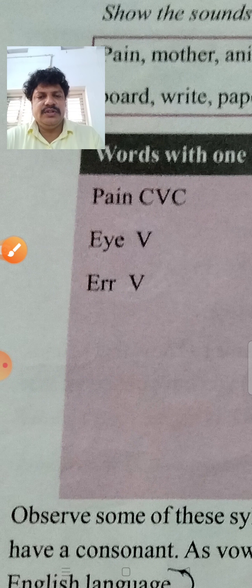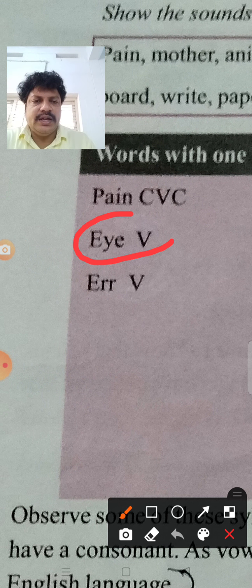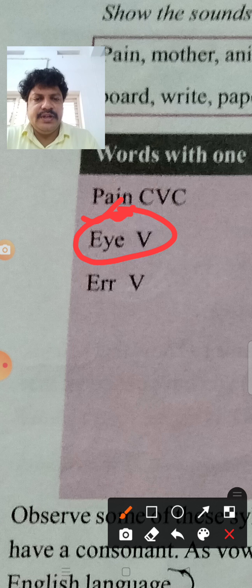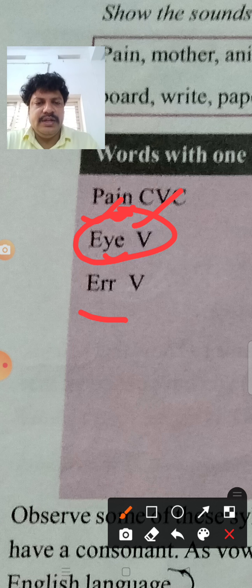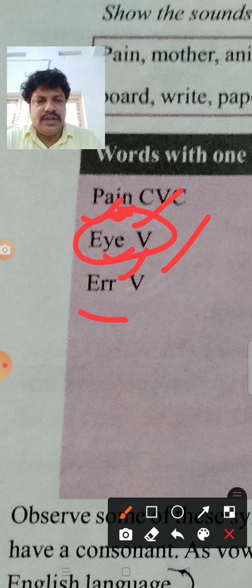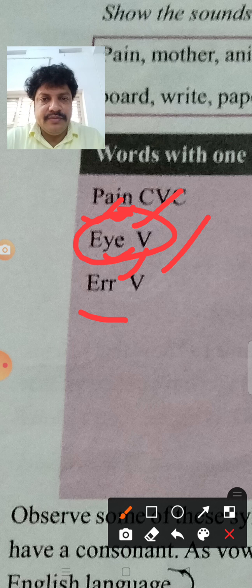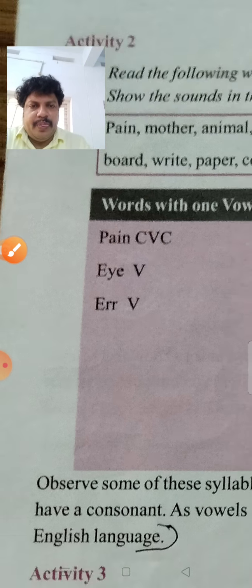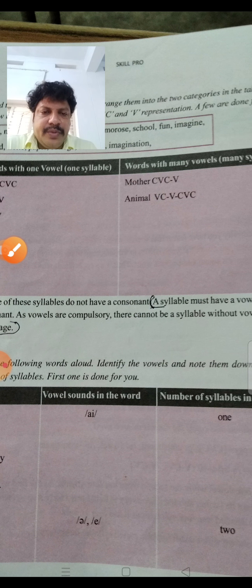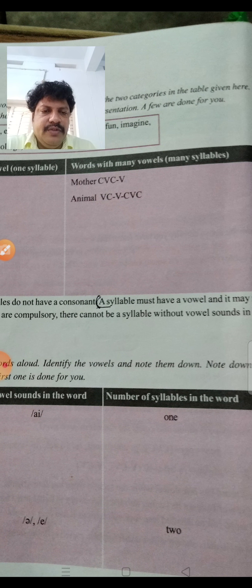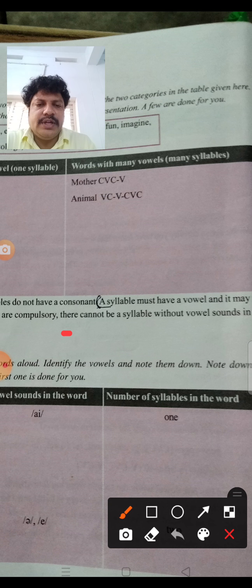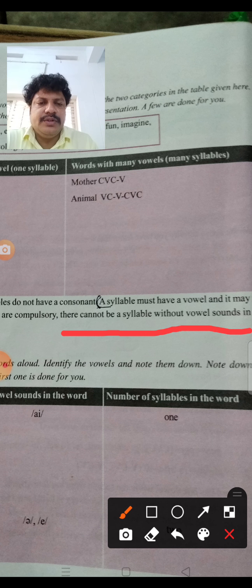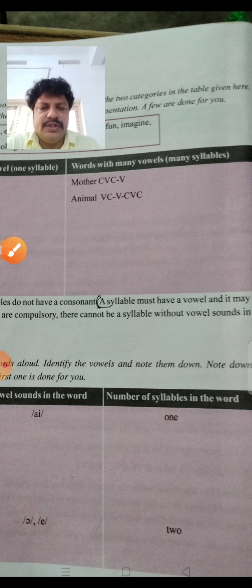Look at these words: I means E-Y-E, and err, E-R-R. In these, vowels are there. Without a consonant there may be a syllable, but without a vowel there may be no syllable. So this is the first thing: there cannot be a syllable without a vowel sound. This is very important.